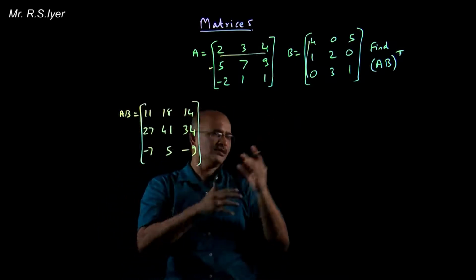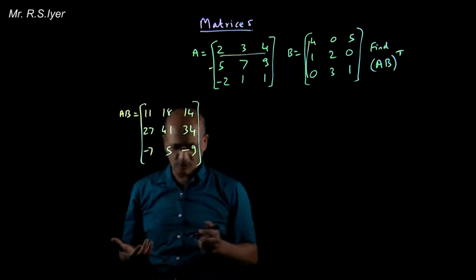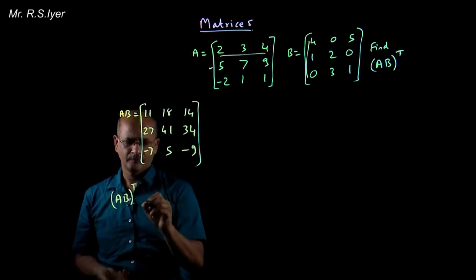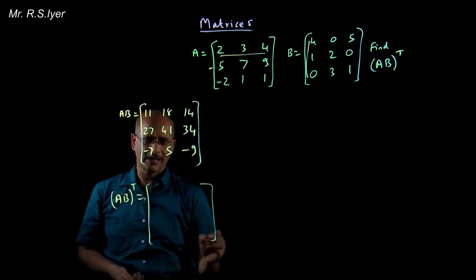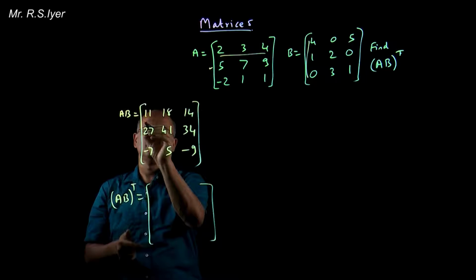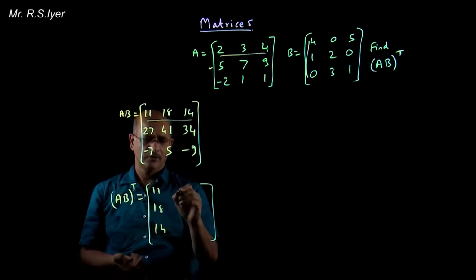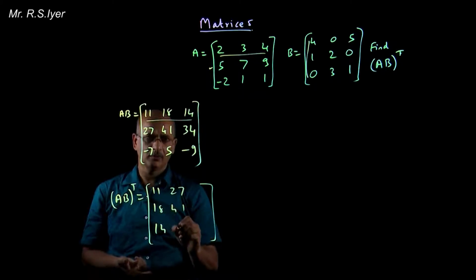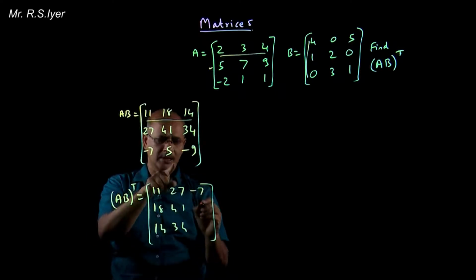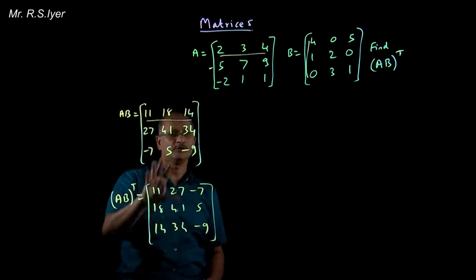So my first method is to find the product AB and take the transpose of that. So what is the transpose of this now? So I can get AB transpose as, understand what is happening, row will become column. This row will become column. So 11, 18, 14, then 27, 41, 34. Second row becomes second column, and third row becomes third column. So this is what is transpose.